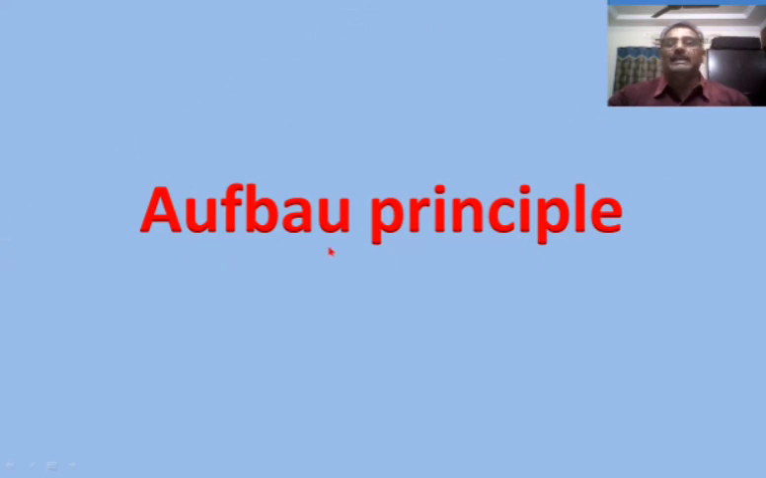Aufbau means building up. It is a German word meaning building up. This rule governs how to fill the electrons in various orbitals in writing the electronic configuration. Electronic configuration is nothing but the distribution of various electrons in the orbitals present in the atom.